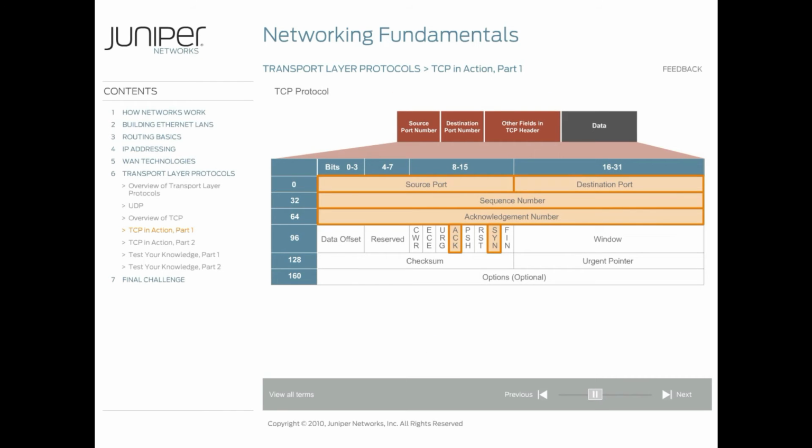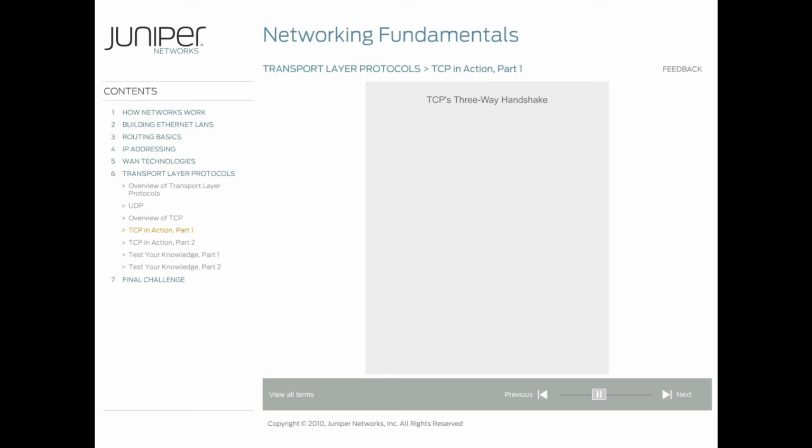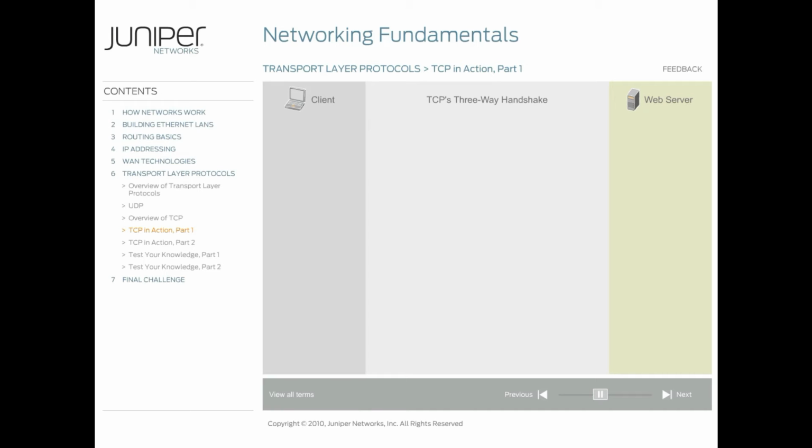Let's take another quick look at the TCP header. The highlighted fields are those that are involved in the 3-way handshake: source port, destination port, sequence number, acknowledgement number, ACK flag, and SYN flag. Now let's take a closer look at the handshake. To simplify our graphics, we'll portray the communications between the client and web server in columns for the rest of this section, with the client on the left and the web server on the right.